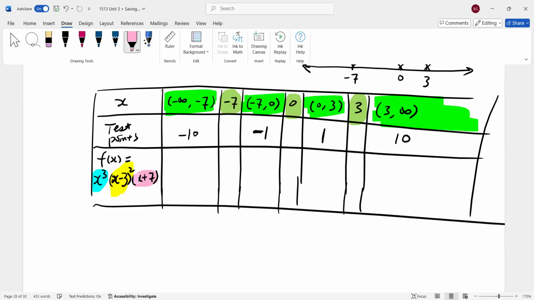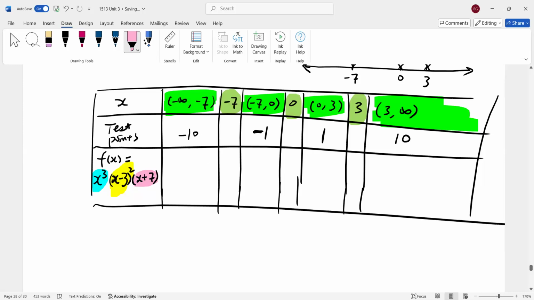It's very important that the yellow has to be positive, okay? The yellow can never be negative. Be aware that the yellow part, since it's a square, is not possible to be negative, okay? Now let's plug in those testing points.